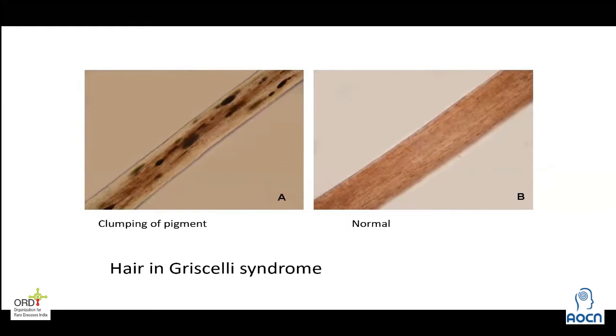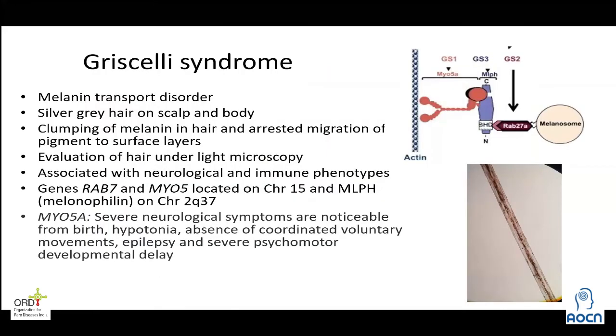And all of them are inherited in an autosomal recessive pattern, but very easy to diagnose if you've got a microscope where you can place a hair from the patient under it to look at. So mainly it's a melanin transport disorder. It gives rise to silver gray hair on the scalp and body. And wherever the pigment transport has been arrested, you see this clumping of melanin, and it's easiest to see it in the hair of a patient. You can evaluate hair under light microscopy.